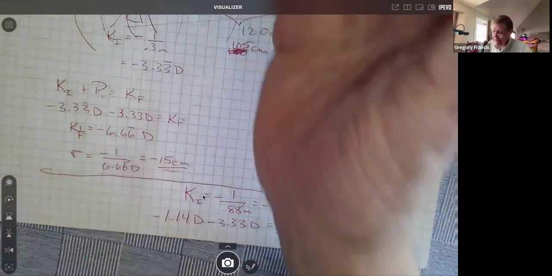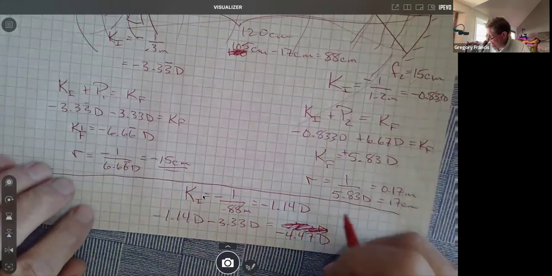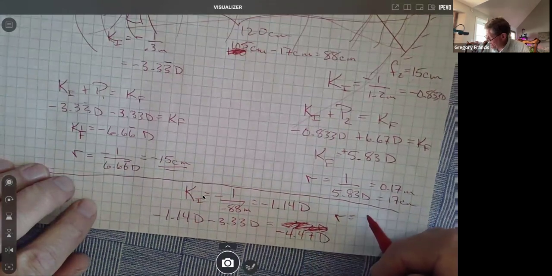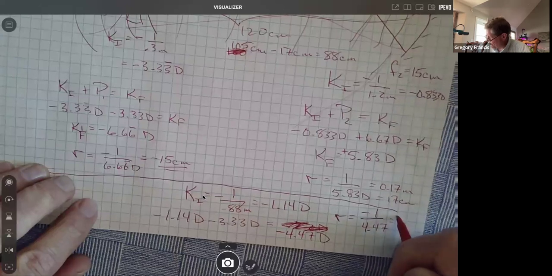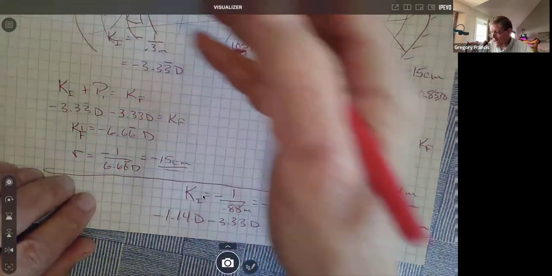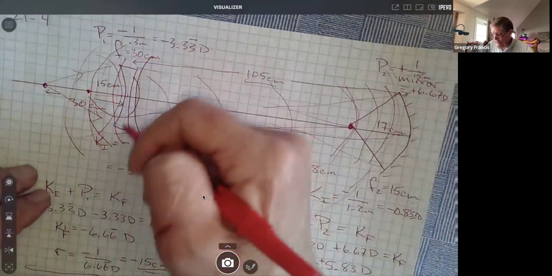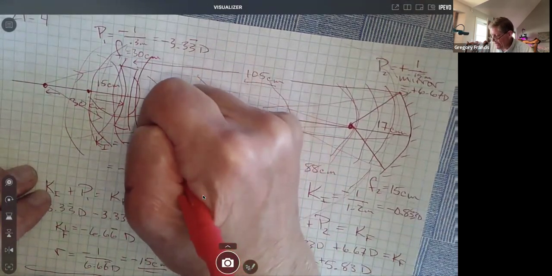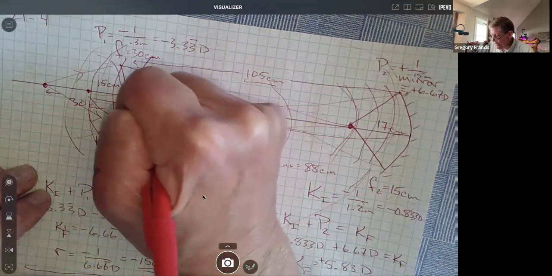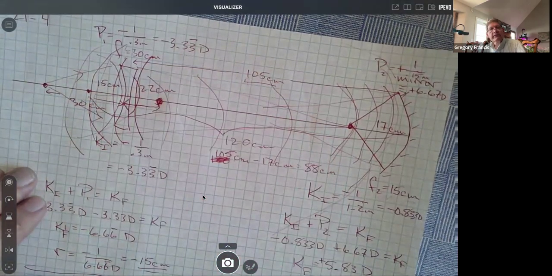Well, it was diverging going in, and it's a diverging lens, so it's going to be even more diverging. And if I look for the center of that curvature, it's going to be equal to negative 1 over 4.47, and that's going to give me negative 22 centimeters. The negative sign just means behind the wave. The wave is traveling now to the left through this lens, and the center of the circle it appears to be coming from is back here, 22 centimeters to the left of the negative lens.